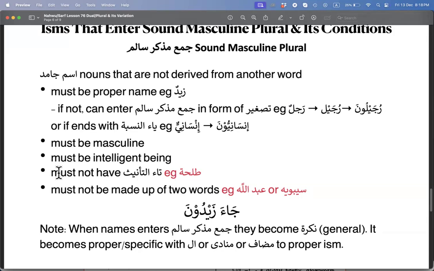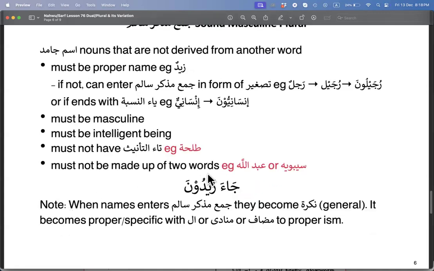Okay? And it must not be made up of 2 words. So for example, a name like Abdullah or a name like Sibawai. So Sibawai is 2 words actually together. It becomes like this, like Hadramaut, for example. Then you cannot make it into una ending. Okay? Clear? Just a note, for example, when names enter jamak muzakkar salim, they become general, meaning like a group of zaids, like that, basically.